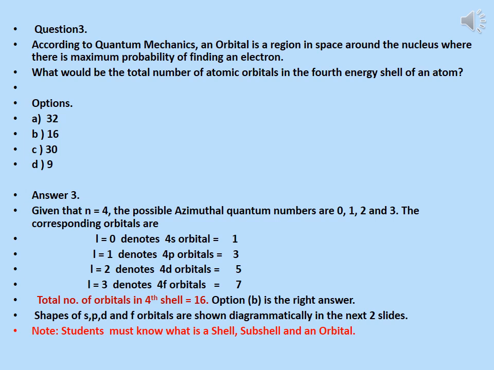So, if you now come to the answer, it is given that the principal quantum number value of the energy level is 4. So, the possible azimuthal quantum number values would be 1 less than the principal quantum number, since azimuthal quantum number values are always restricted by the principal quantum number value. So, subsidiary or azimuthal quantum number values are 0, 1, 2 and 3. The corresponding orbitals are given as follows.